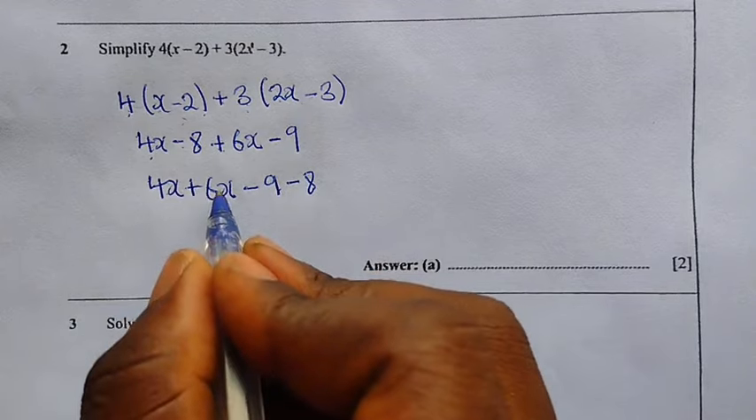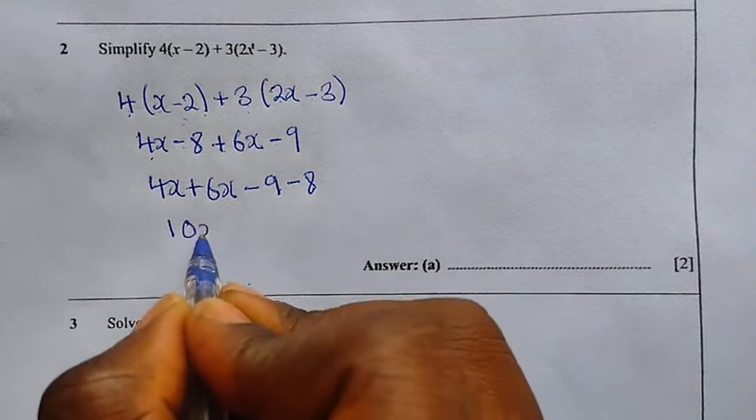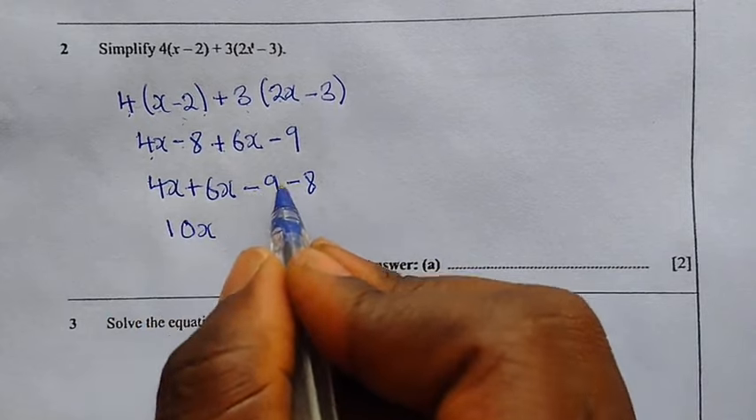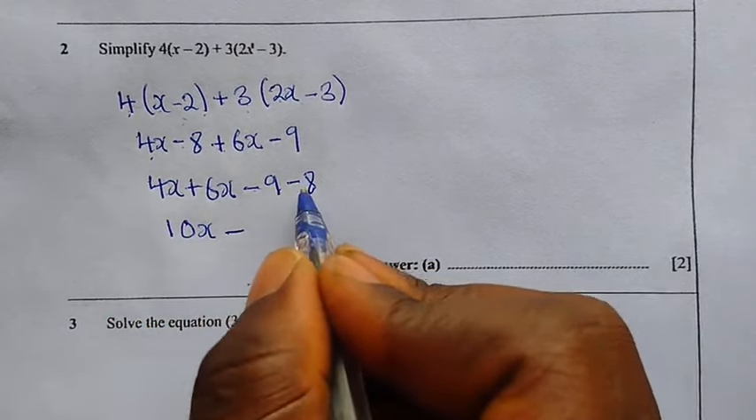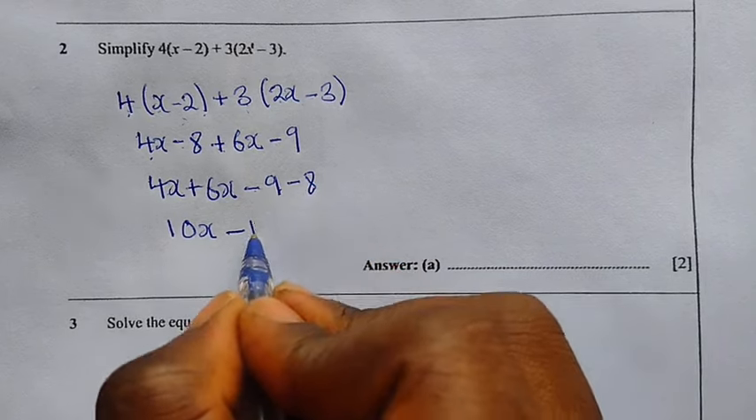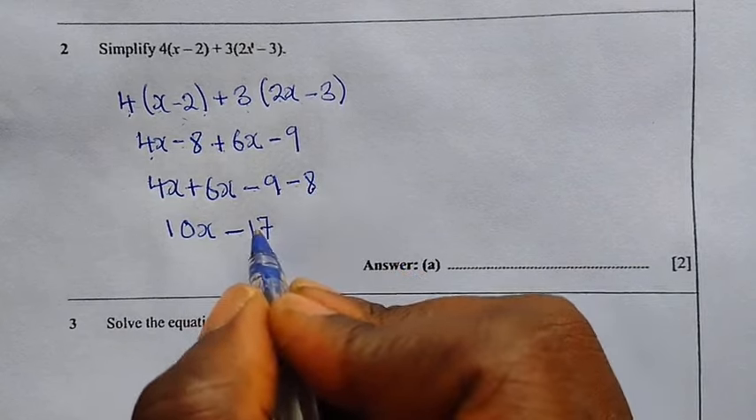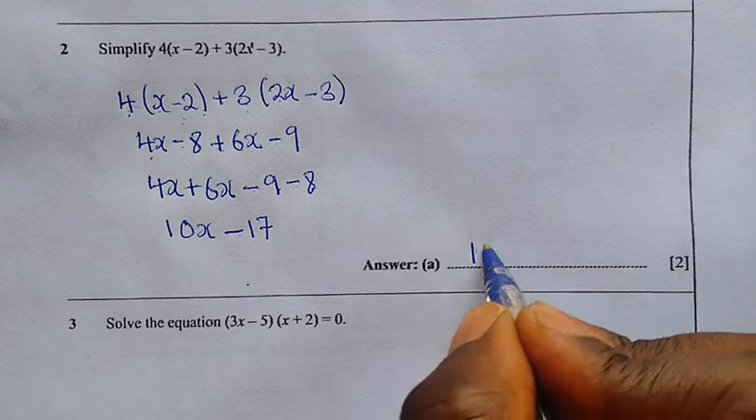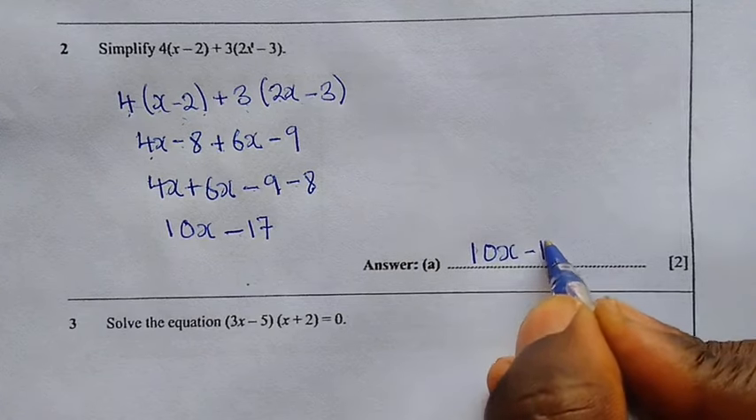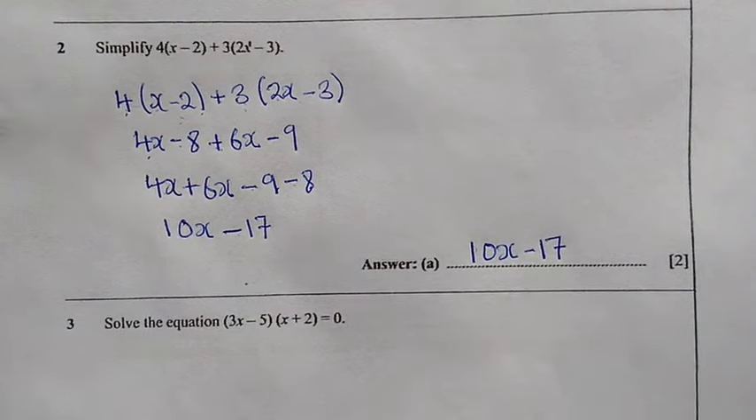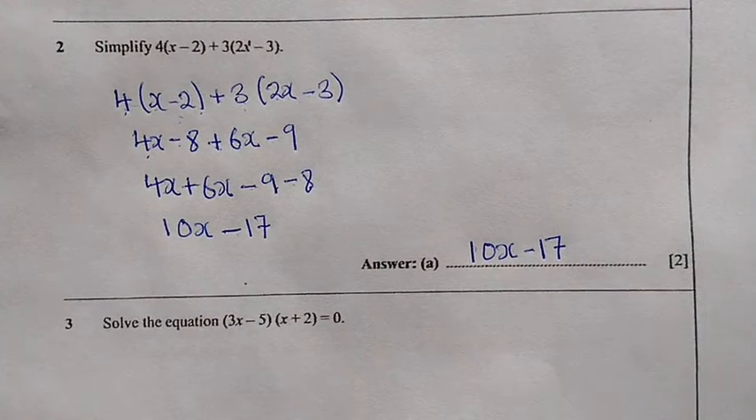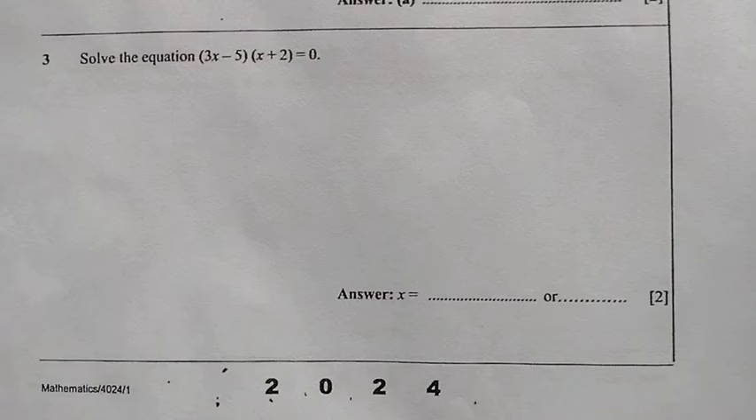So 4x plus 6x will give us 10x. Negative, negative, we maintain the same sign. So negative 9 minus 8 gives us negative 17. So our answer is 10x minus 17. I hope it's clear. We now move on to our third question.